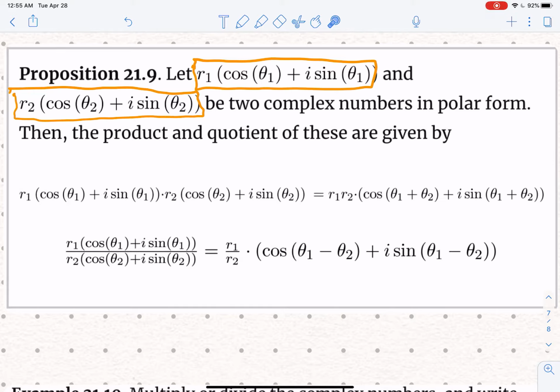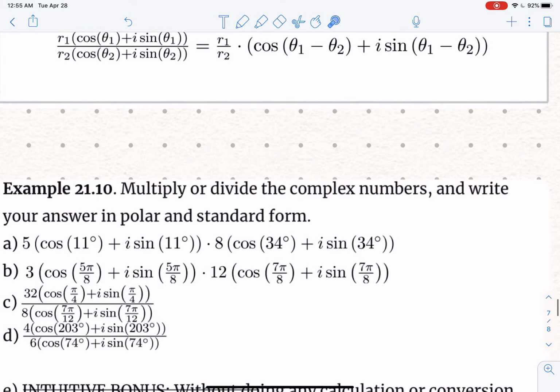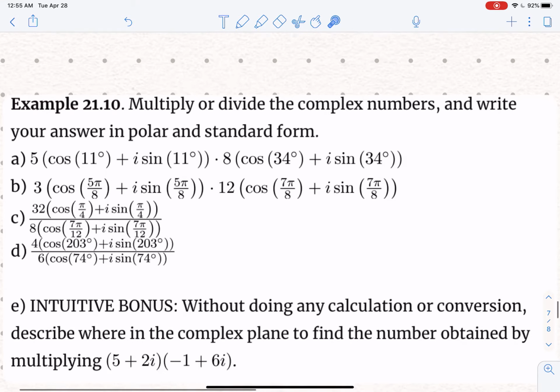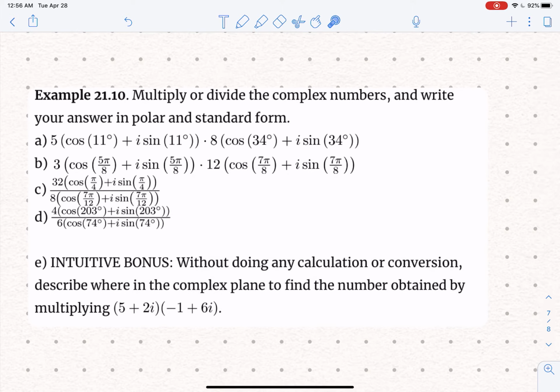Okay, that's the formulas that just apply this idea, and now let's actually see how it works. So this is example 21.10, A, B, C, and D, and then I'll do a final intuitive bonus, and then we'll be done for today. Okay. Let's take a look.